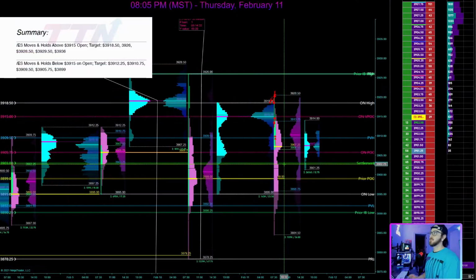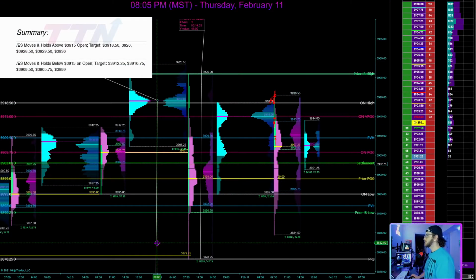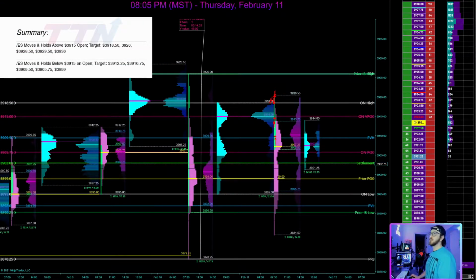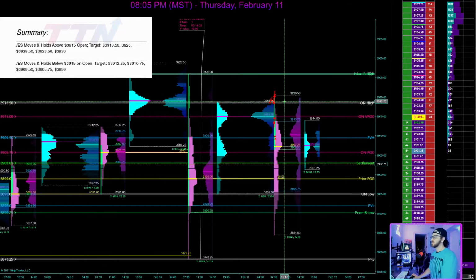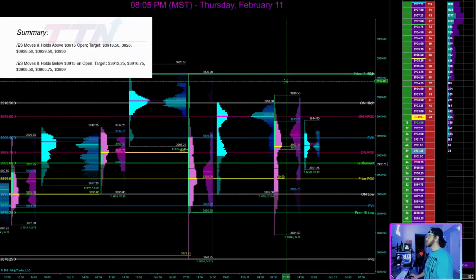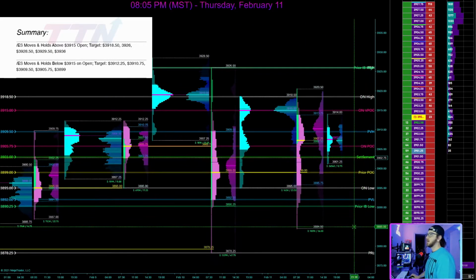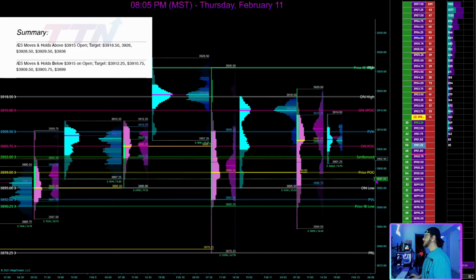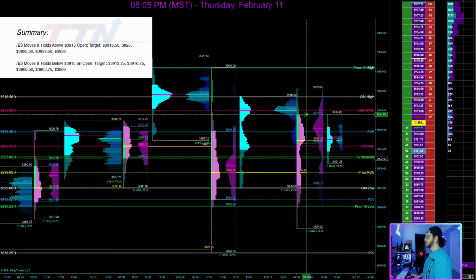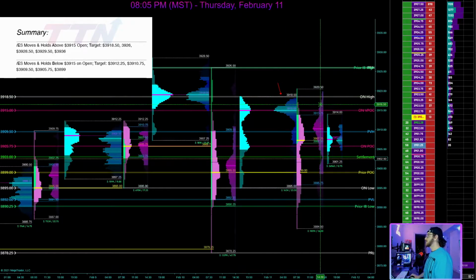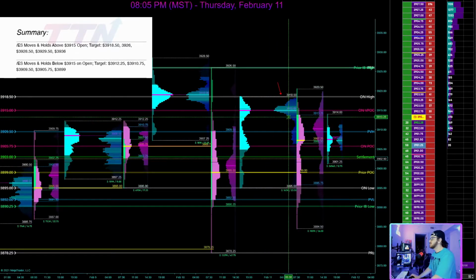So let's move back into the profile and go through these targets, and we'll start to wrap up here. So the upside targets we rolled through. Let's go through one more time, just very, very quickly here. Let me get rid of these drawings. So first upside target hit was 39.18. It was actually the only upside target that we hit. That was the overnight high, 38.1950 to be precise.